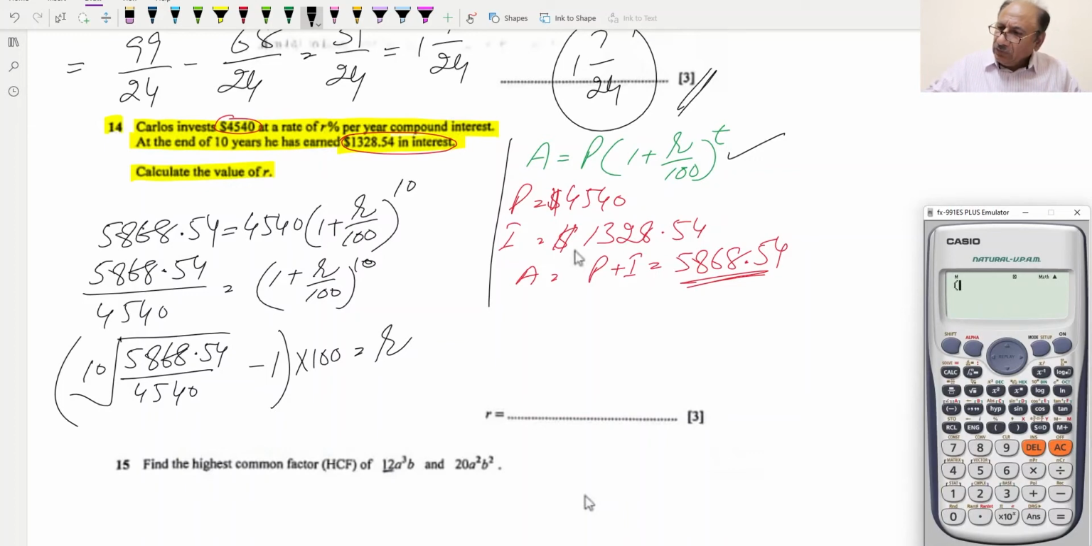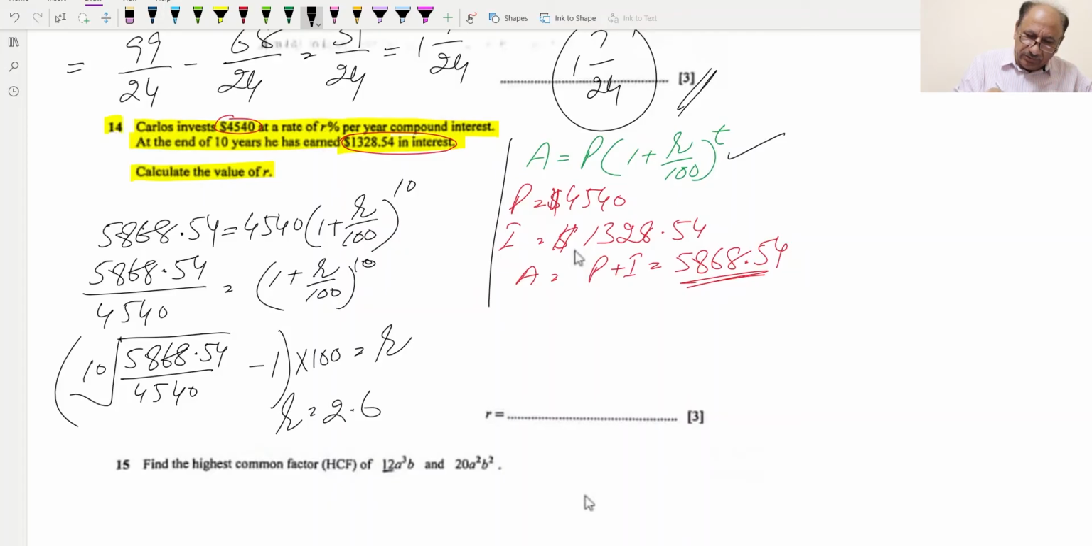It will be a root. We can write this root, and this will be 10 over here, and here it will be a fraction, and this fraction is 5868.54 divided by 4540, and then this will be -1, bracket close, and multiply by 100, and this is equal to 2.6. So r value will be equal to 2.6. This will be our answer, which we can provide over here, and this is a 3 marks question which we have done.